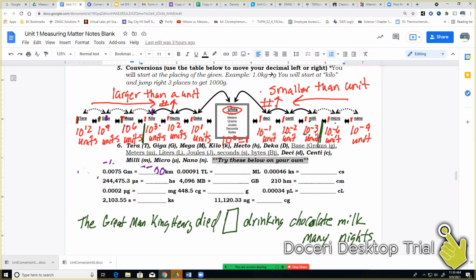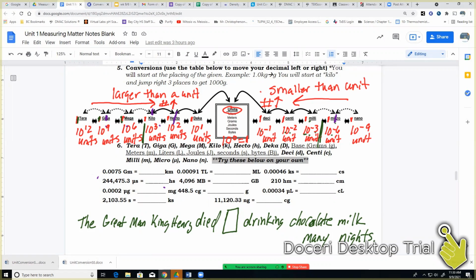All right, let's look at another one of those. I have 244,475.3 microseconds, which are over here, and I'm converting it to hectoseconds, which are over here. Hecto is inside that boundary, but micro falls outside of that boundary, so I can't just count how many places.